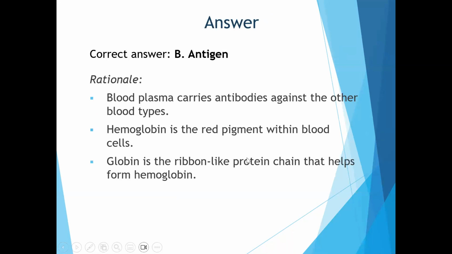And the answer is B, antigen. So we're talking about the red blood cell itself. Remember the type A was that one with the green spikes. Type B was the little orange dots. So those are the antigens. Our blood plasma has antibodies against either A has anti-B or B has anti-A. And then hemoglobin, that gives our blood cells its red color and can carry some oxygen. And the globin is just a half of that equation there.